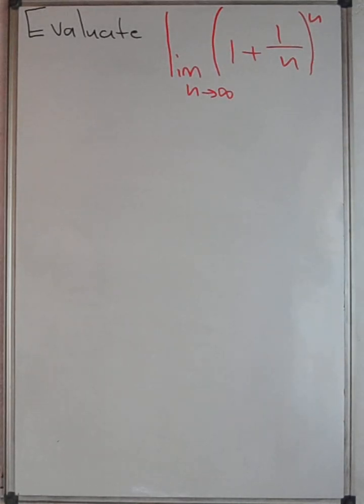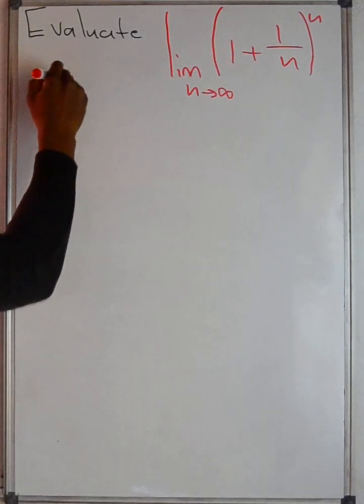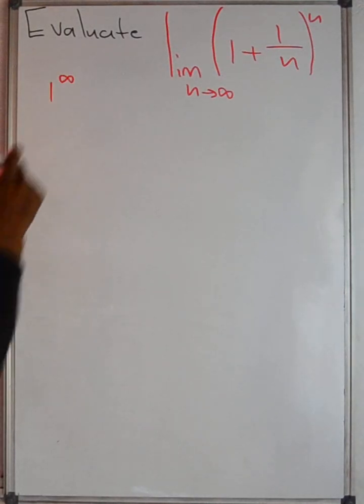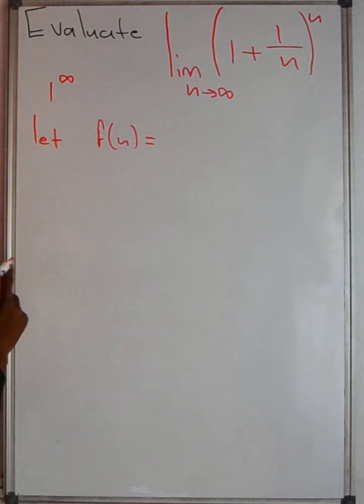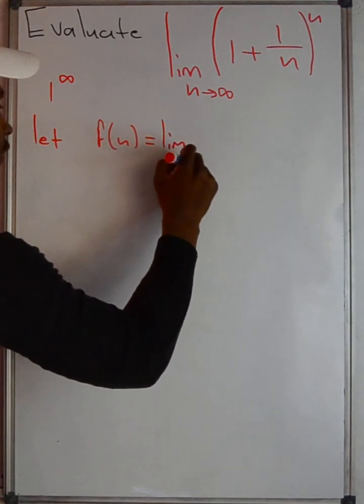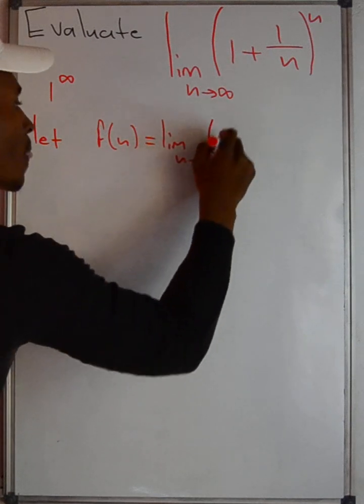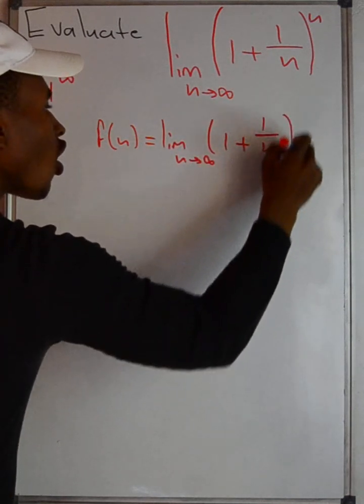So suppose that we are given a problem like this: the limit of (1 plus 1 over n) all raised to the power n when n reaches infinity. But before we solve this, we have to recognize that this is actually an indeterminate form of 1 raised to the power infinity. So we are going to let f of n be equal to the limit of n approaching infinity of (1 plus 1 over n) all raised to the power n.